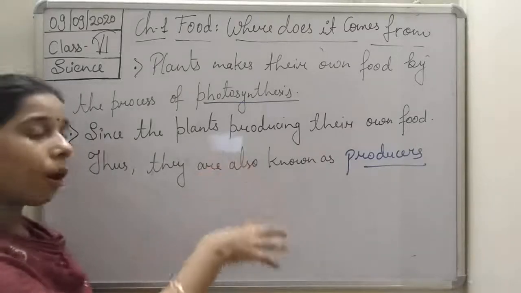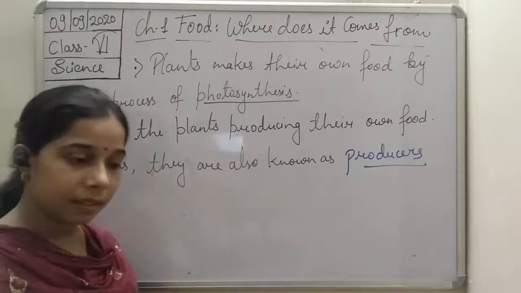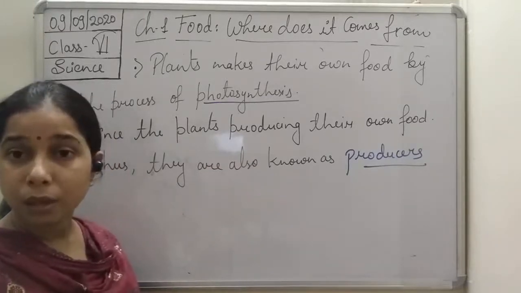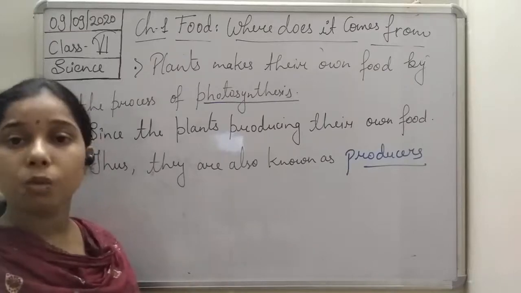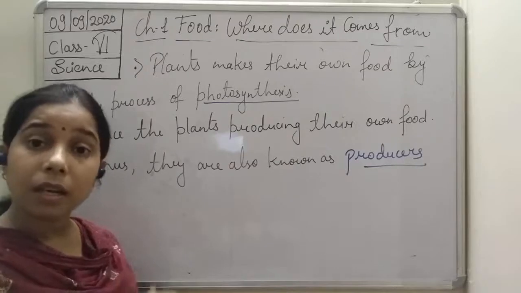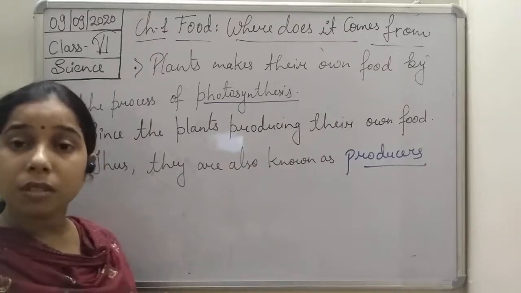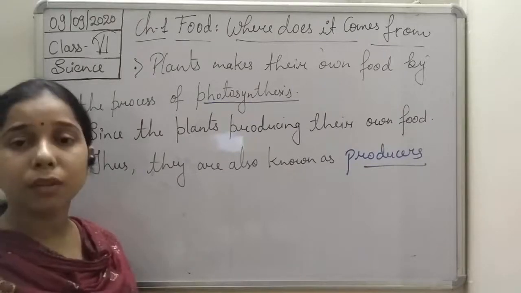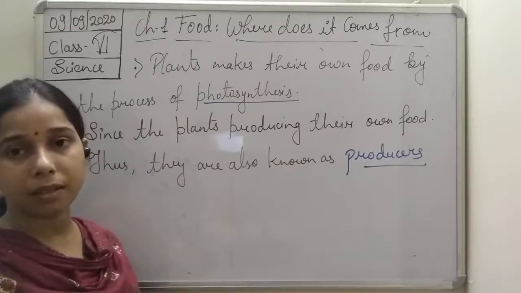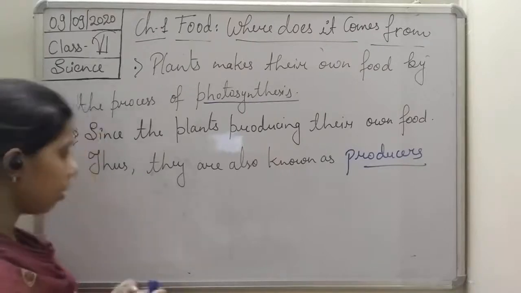Now, we are all dependent on the plant. We take the food from the plant, either the animals or the human being. So, we consume the food from the plant. And consumption means eating. Okay, so since we are consuming, we are taking the food from the plant, we are known as consumers. Okay.